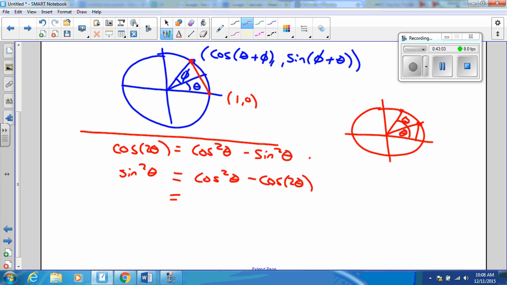All right, so this isn't really helping us. If I replace cosine 2 theta with cosine squared minus sine squared, I just find out that sine squared equals sine squared and that whole thing. Yeah, I did that and I was like, well, okay. All right, we need something helpful with this. We're looking for sine squared theta.